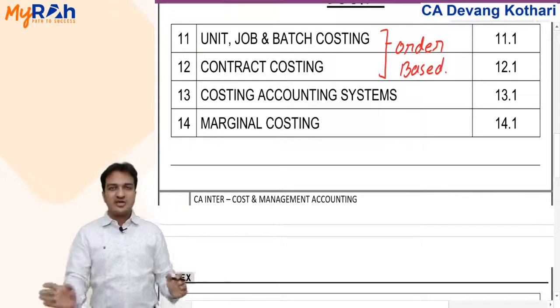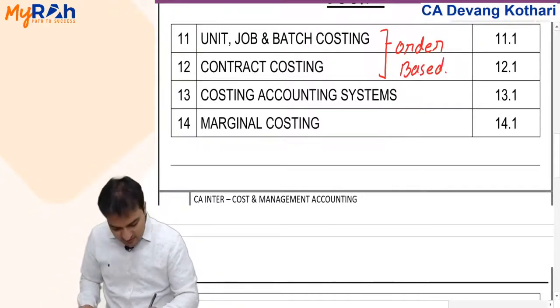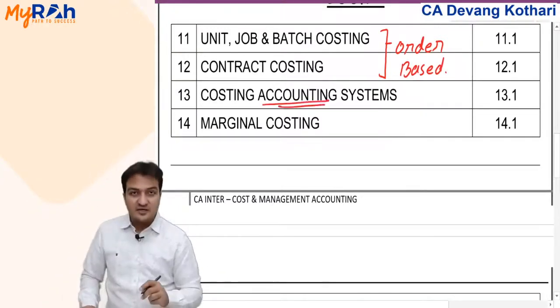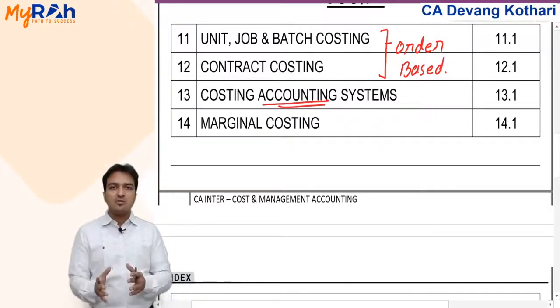So what is there in those chapters? We'll see at that time. Chapter 13 is about accounting. Yes, it is about accounting, cost accounting systems.